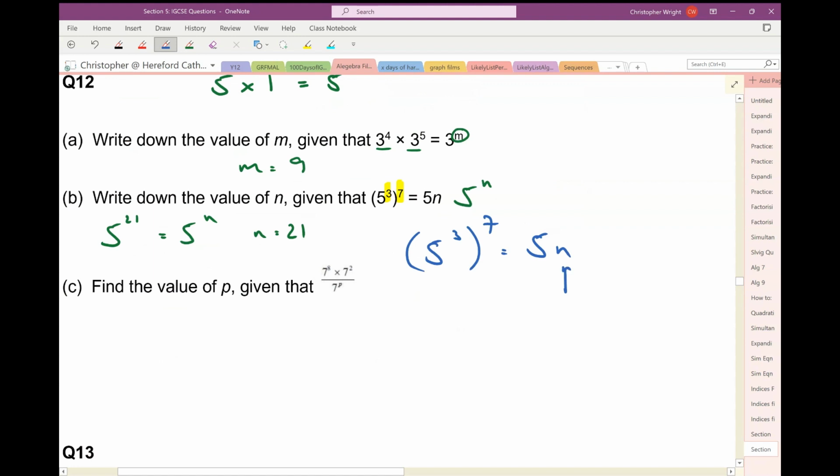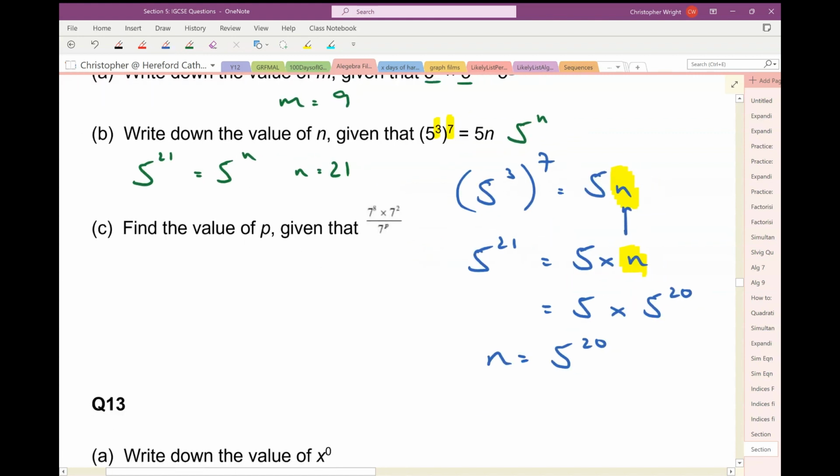Sorry, I'll say that again. It might be that the question's supposed to say 5 cubed raised to the power of 7 equals 5 multiplied by what? So perhaps it's not a misprint. Maybe they mean that. Let's have a think about it in case that is what they mean. This is 5 to the power of 21, and that equals 5 times what? Well, 5 to the power of 21 is 5 times 5 to the power of 20. So n would be 5 to the power of 20. Now, thinking aloud, I suspect that it's not a misprint, and I suspect that the blue version is the correct one, although that's different to any other question that we've seen.